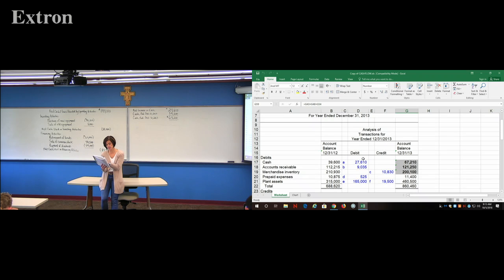Letter B says, checks totaling $20,000 for some of the salaries payable at year end had in fact been written and mailed out.